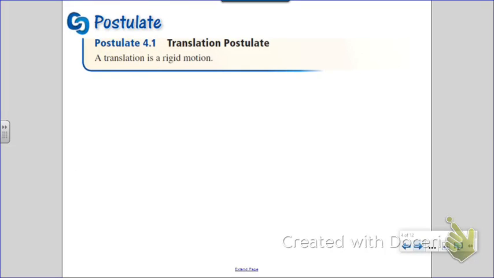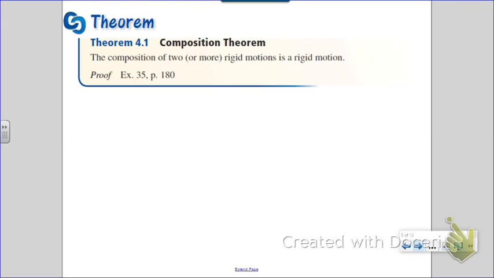One of the things that we learn is a translation is what's called a rigid motion. A rigid motion preserves length and angle measures. The composition of two or more rigid motions is also a rigid motion.